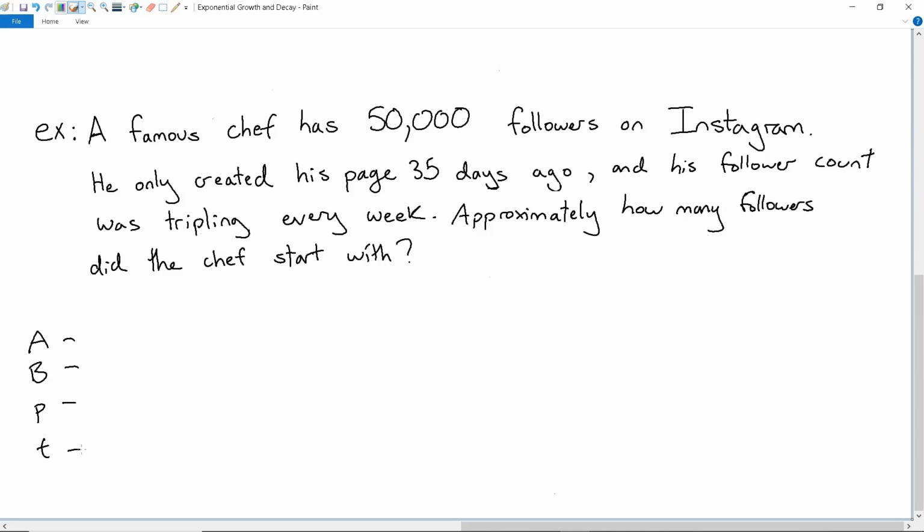So a famous chef has 50,000 followers on Instagram, but in this scenario, this is the final value that he's ended up with. So it actually wouldn't be any of our variables. That is our final value, technically our y value, and that's 50,000. And if I go down to the end of the question here, approximately how many followers did the chef start with? That means that I'm actually solving for A this time. So I won't be able to get that from the question.